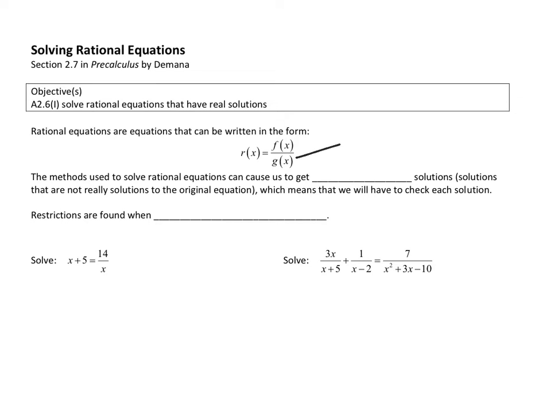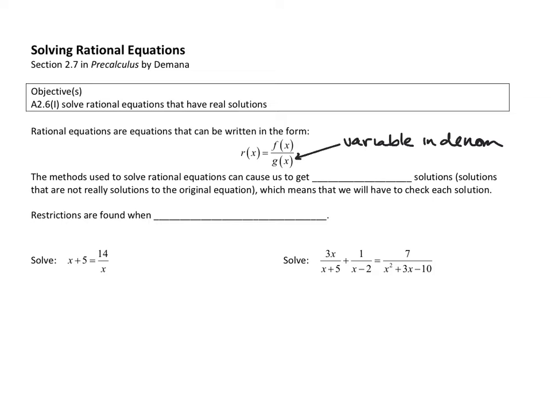So it is not a rational equation unless there is a variable in the denominator. If there's just a number in your denominator, then that's just a scalar that you're multiplying by. So we're having functions that have functions in the top and functions in the bottom.